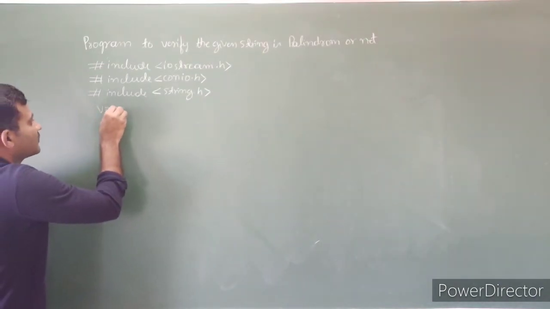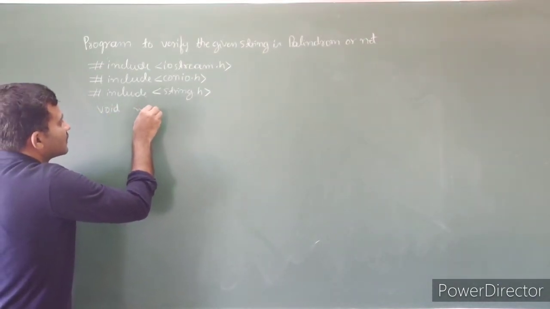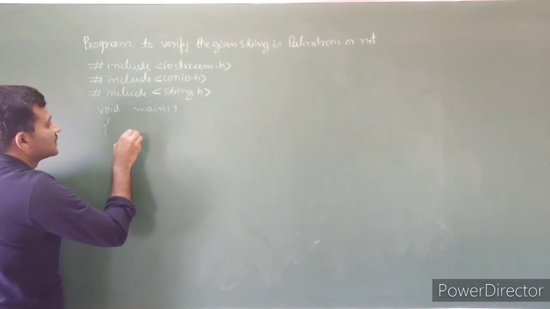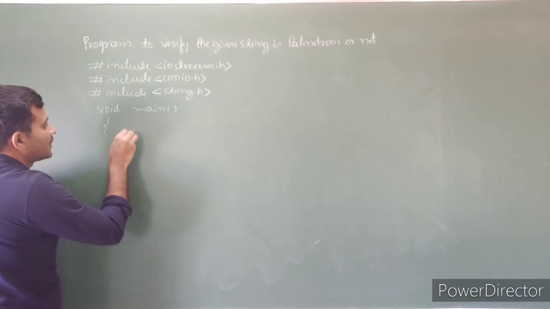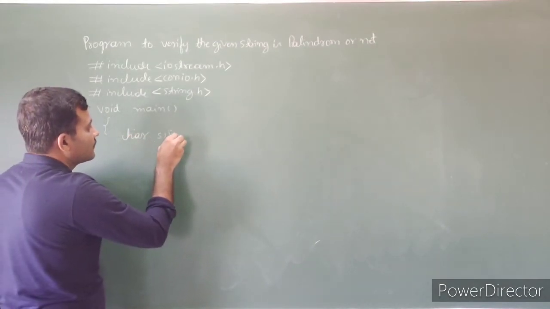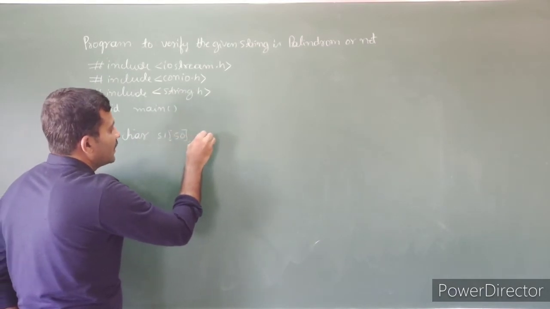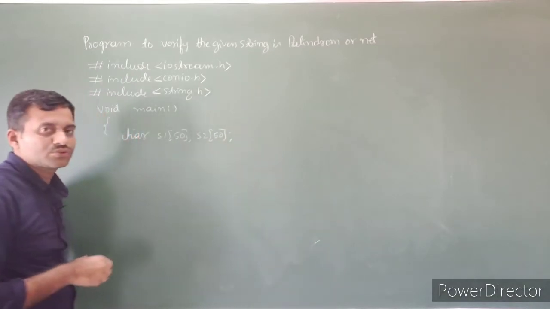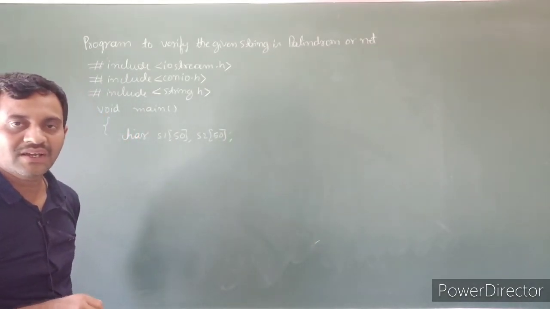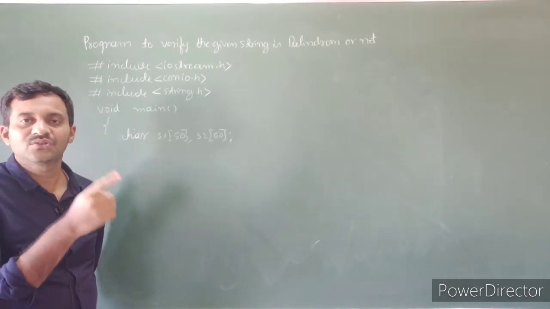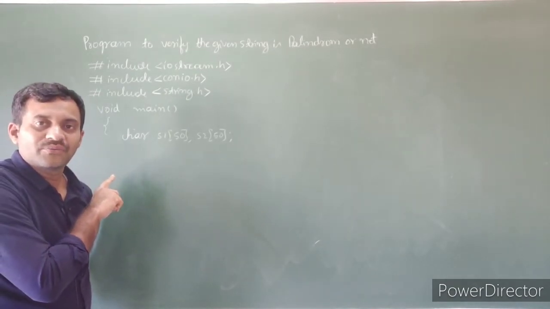Main of the program. Declare the strings. Strings have the data type char, s1 of 50, s2 of 50. We declare two strings s1 and s2. Here s1 is used to read a string, s2 is used to copy the first string.